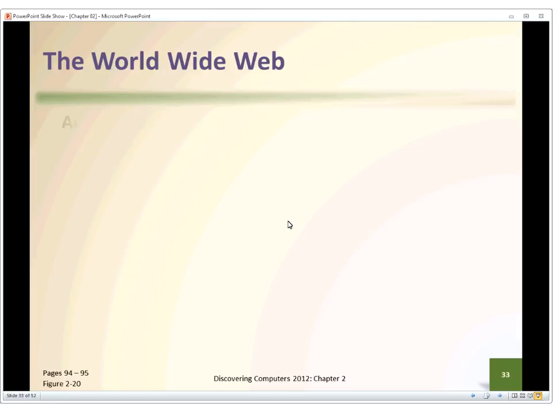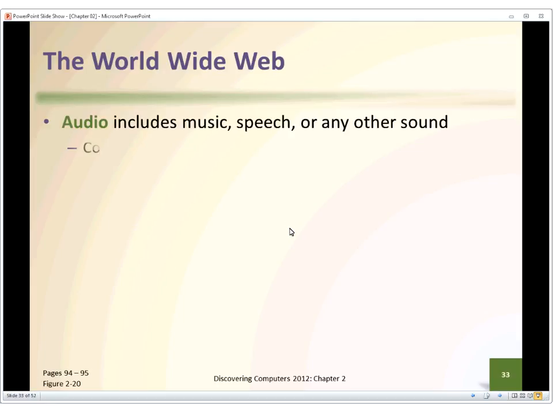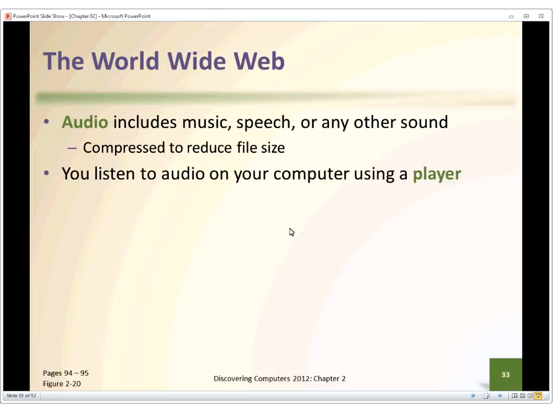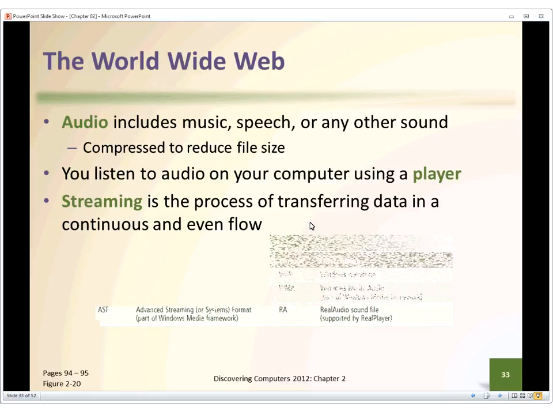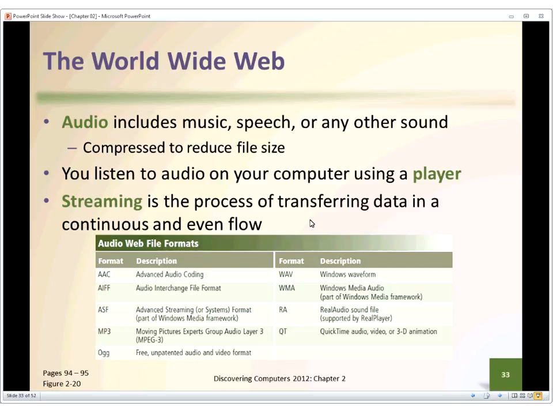All right, animation, and then audio is another media that's on there. It includes music, speech, or any other sound. It's compressed to reduce the file size. You need to have a player to listen to the audio, or at least an audio card so you can hear, speakers as well. And then streaming is the process of transferring data in a continuous flow. So you're not going to download the whole audio file, you're going to start listening. You can listen to PBS and NPR online by streaming.